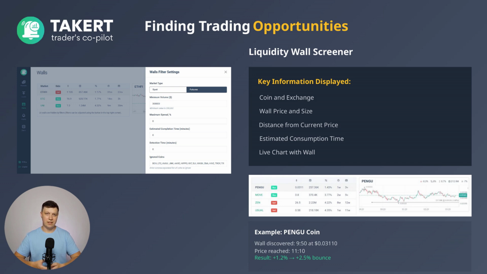For example, at the time of writing this guide, an example for the Pengu coin: a liquidity wall was discovered at 0.03110 around 9:50. The price approached it precisely around 11:10. As a result, it bounced first by 0.12% as a basic target, then by 0.25% as an optimistic one.